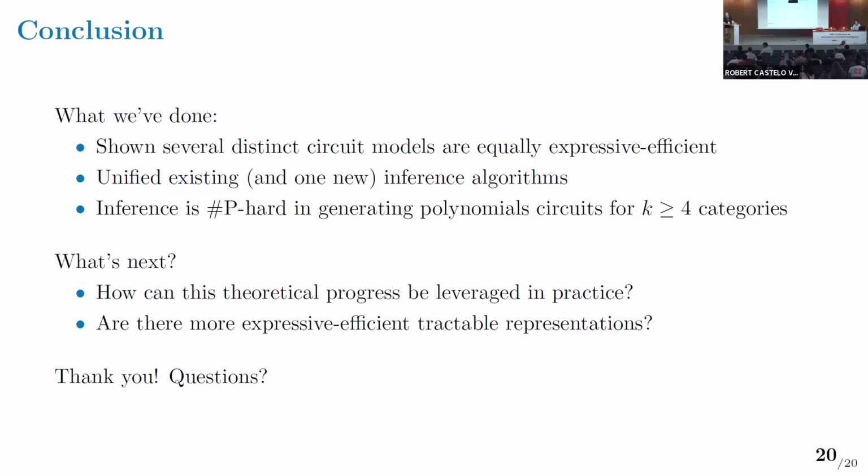Very nice talk. I have a quick question. You talked about these different semantics, and I was wondering, now they are all equivalent, but are there any benefits that you can envision in terms of, I don't know, learning the circuit or something?